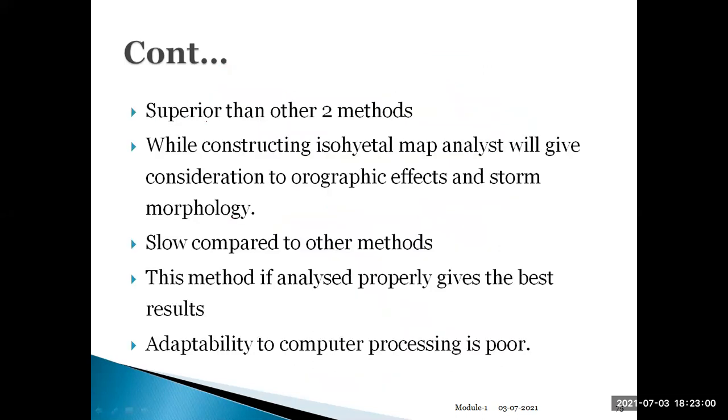And as I have already mentioned, this will give you a more accurate result, and this is a superior method compared to the other two methods. While constructing an isohyet, we also consider the orographic effect, so that's why it gives a good result. But compared to the arithmetic mean method and the Thiessen method, this is a slow method. It gives the best result, but its adaptability for computer processing is very poor.